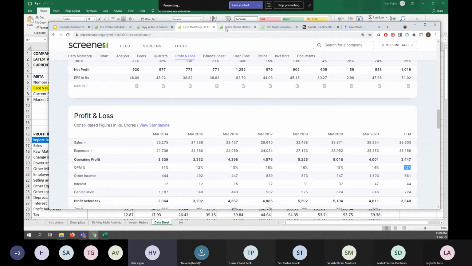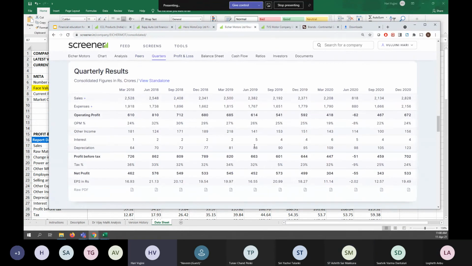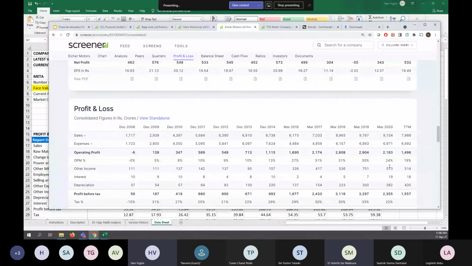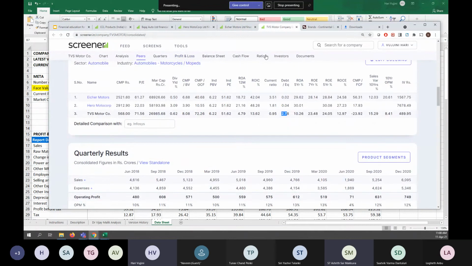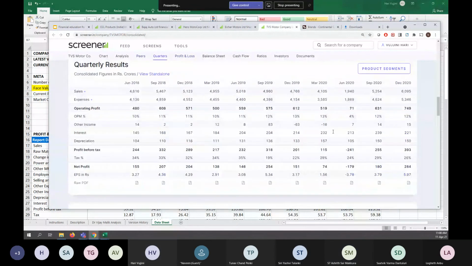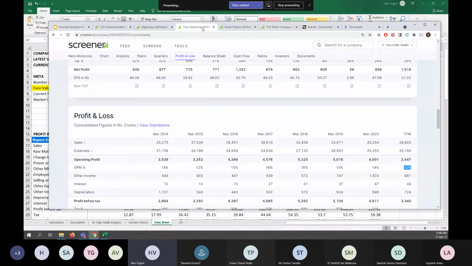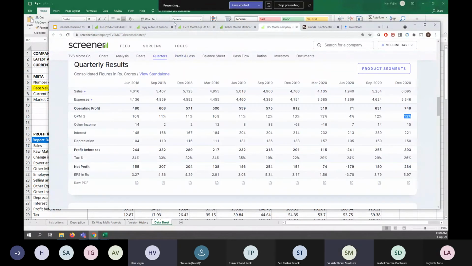Now go back to Eicher Motors. 19. That's better than Bajaj Auto, right? What about TVS? 12. It's the same as Hero, but TVS is in a worse situation because of the interest amount they are paying, 221 million.